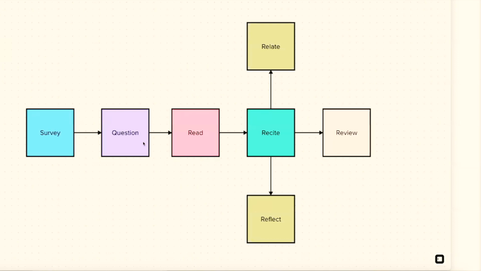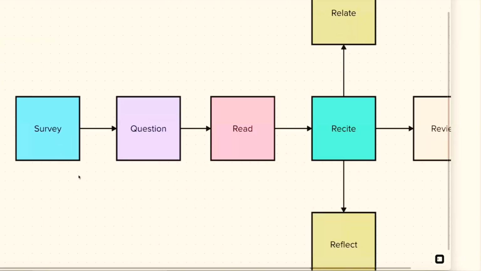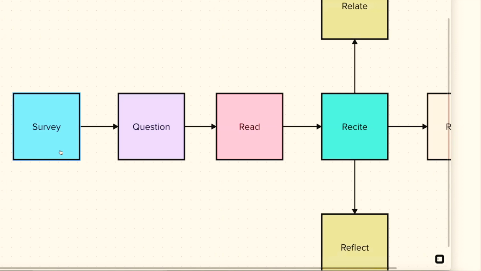Let me take a screenshot and share the screen. So you can see that. This is the survey. Using the survey, we typically understand the structure of the content: the title, the quick purpose, the structure, the various subheadings and the summary. We don't need to go into the details of each and every part, but at least we will have a quick glimpse of the topic.